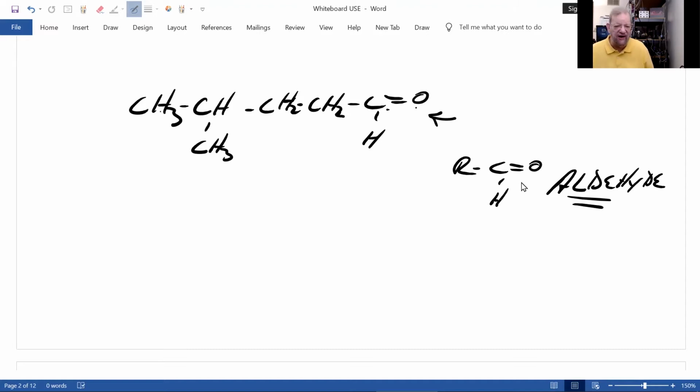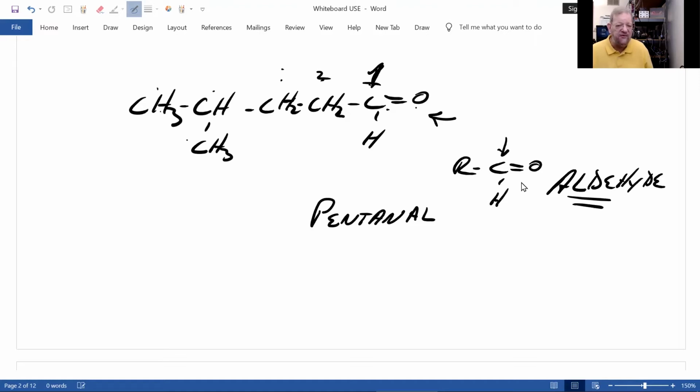Find the longest chain with the carbonyl carbon. That's the carbon double bond to the oxygen. That's 1, 2, 3, 4, 5. 5 carbons is pentane. It's an aldehyde. Drop the E, add AL. And you don't need a number because this is always going to be 1.